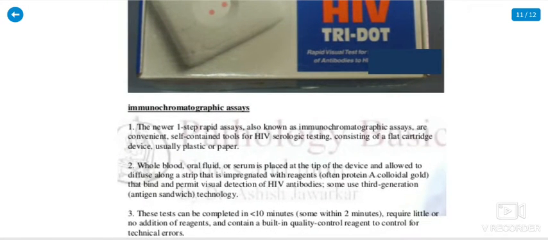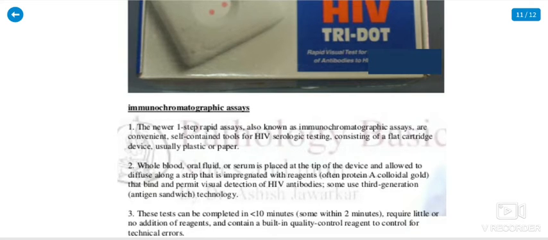It is from very olden days. I think it was in 2013. It is produced and available in the market. This kit is a tri-dot, that means an immunochromatographic assay. This is a new one-step rapid assay, also known as immunochromatographic assay, a convenient self-contained tool for HIV serologic testing.